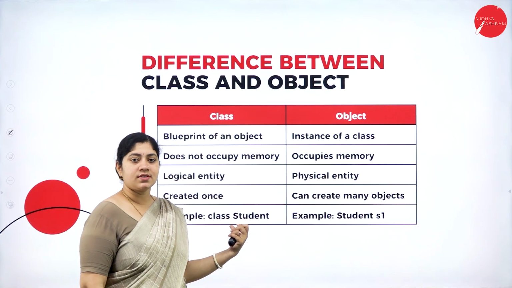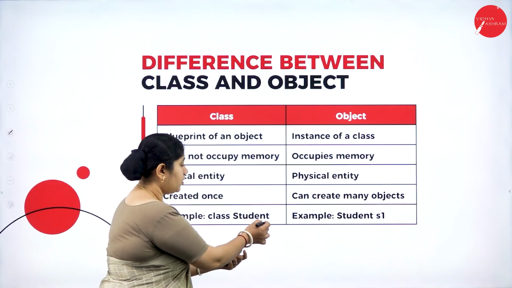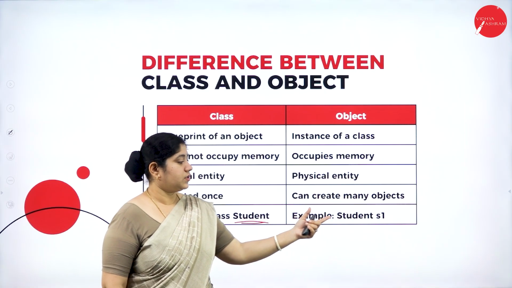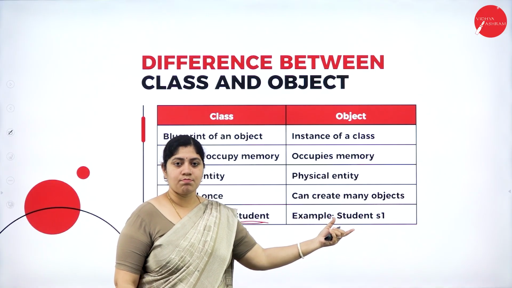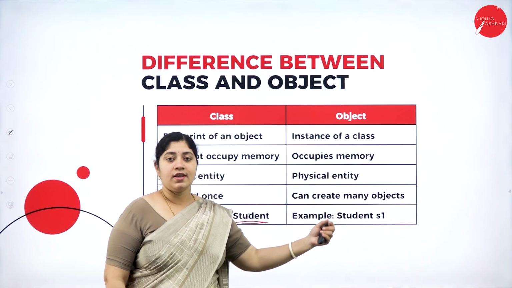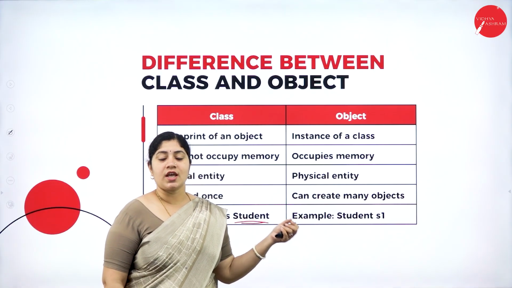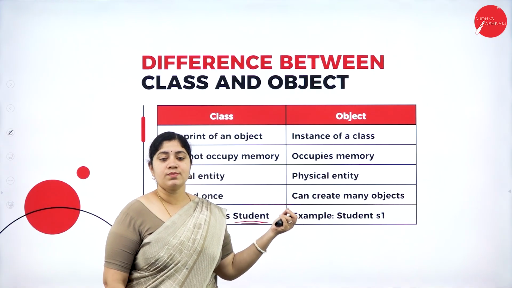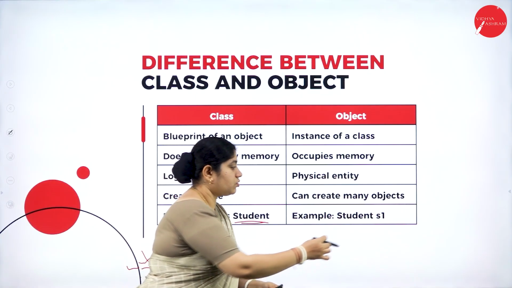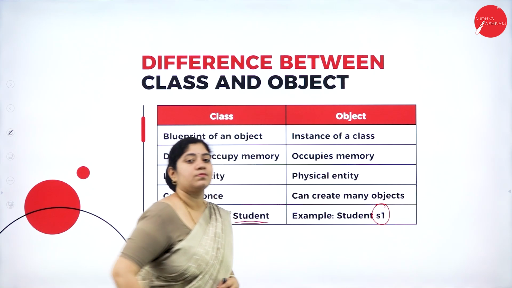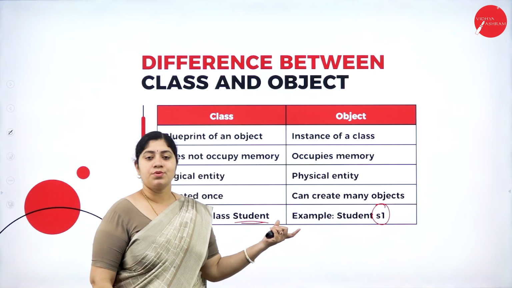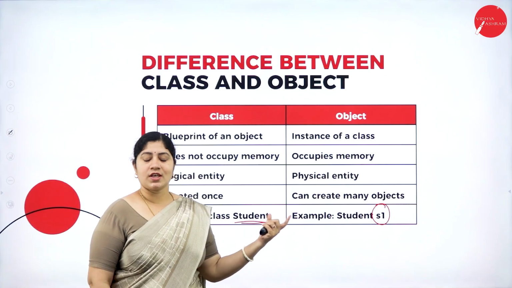Now the class Student. Here we can observe that Student is a class, and with respect to this, the example is student S1. S1 is a particular student and we are describing his behavior. The main thing to note here is S1. So this is a brief, concise note with respect to the object as well as the class.